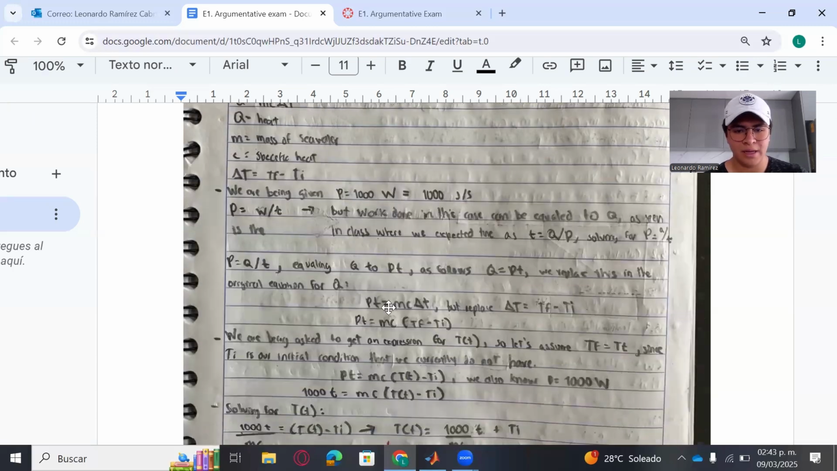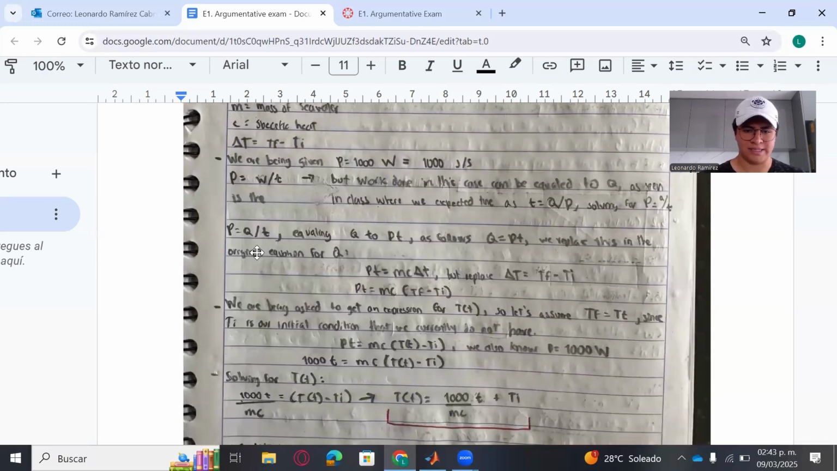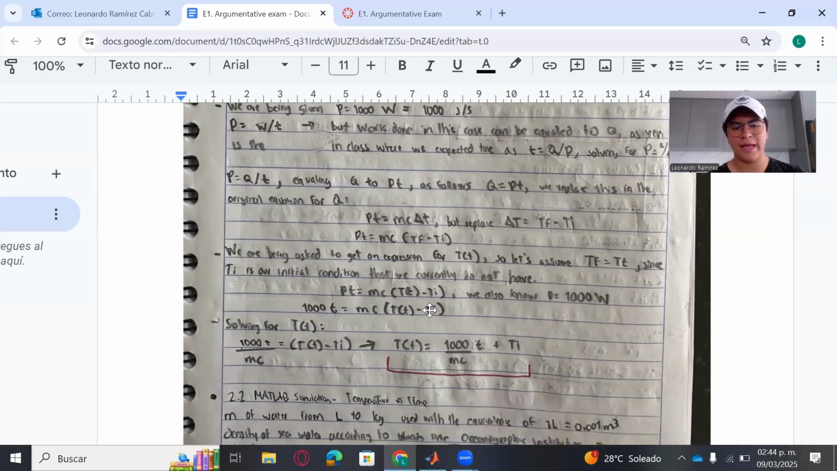So instead of putting Q, we have to solve for Q. And once we solve for Q, we can just replace this in the original equation for Q. And we also replace the delta of temperatures with the final and the initial one. And we are being asked to get an expression for T of t. So we can assume that the final temperature will be this variable goal we are trying to seek.